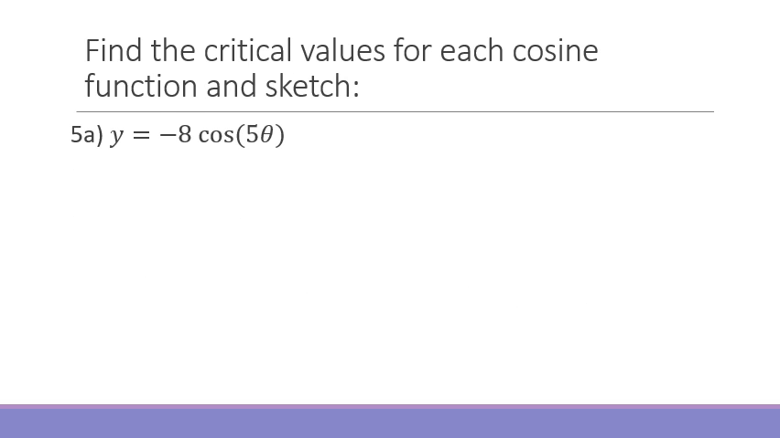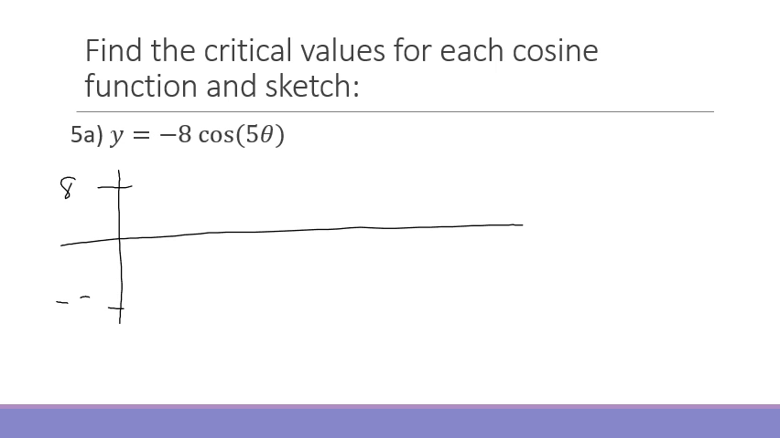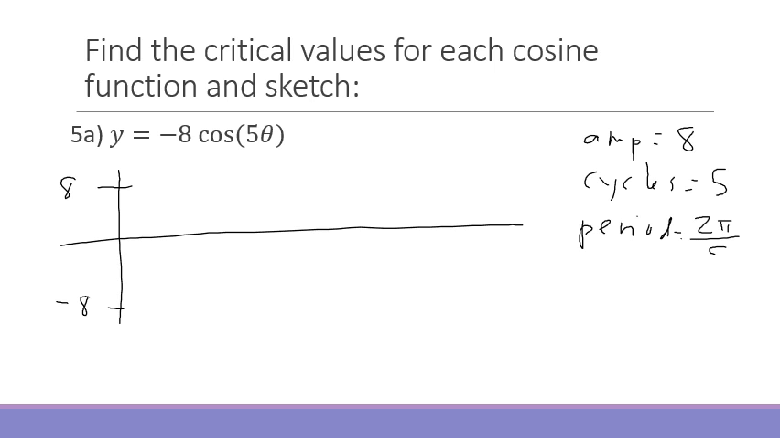All right, so let's go backwards, just like we did with sine. So y equals -8 cosine 5 theta. So if we want to sketch, our amplitude is 8. That's a critical value, right? The number of cycles is 5, which means the period is 2 pi divided by the cycles, 2 pi fifths.